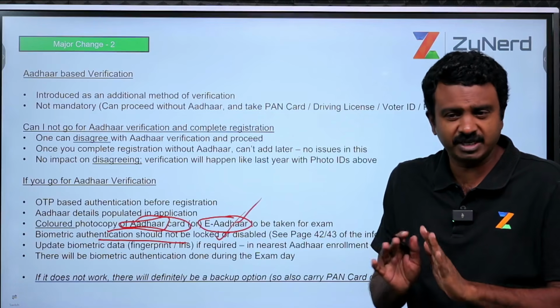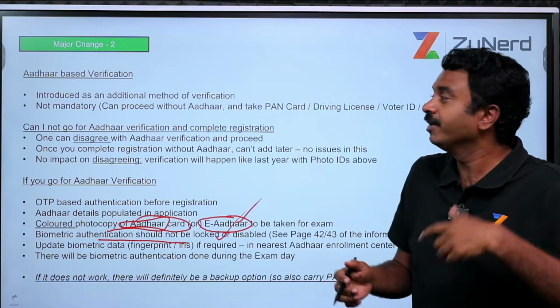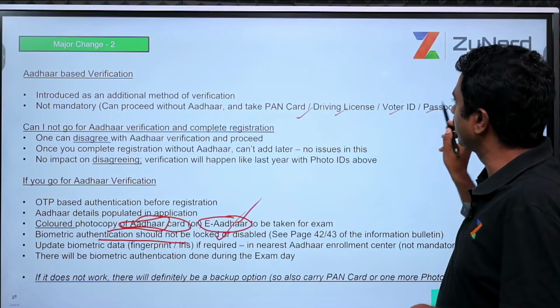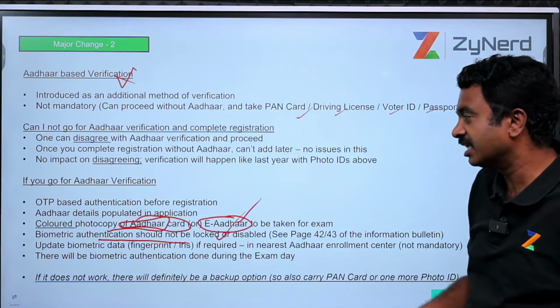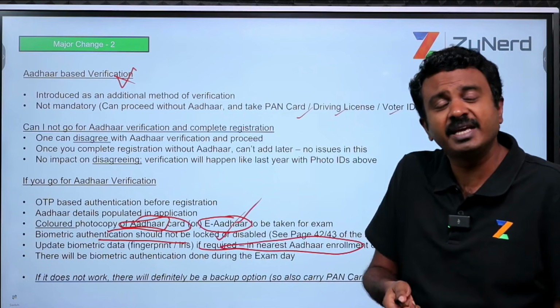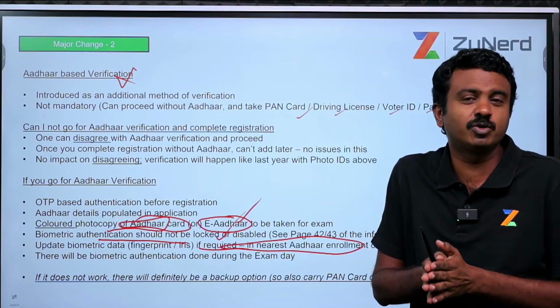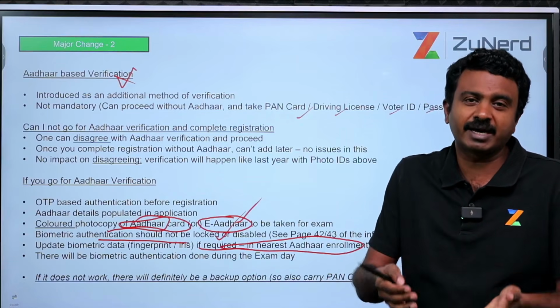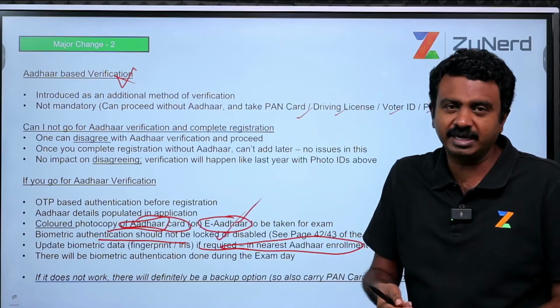Is it going to be an advantage? No. If you avoid that, you can still give your Aadhaar photo ID or PAN card, driving license, voter ID, passport, if you did not opt for Aadhaar based verification. Let us say this fails. This has happened, like in UG, they did Aadhaar verification for every candidate. They are supposed to do it for every candidate, but they had a backup option in case it did not work. They still would register their biometric details, etc.